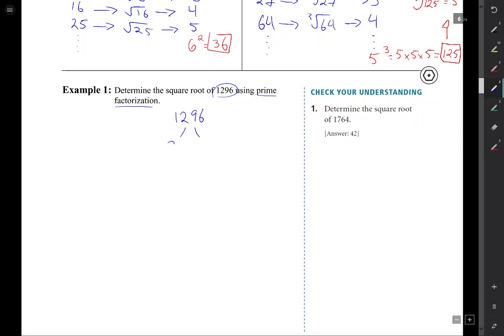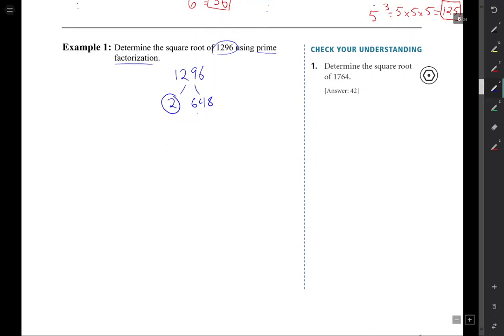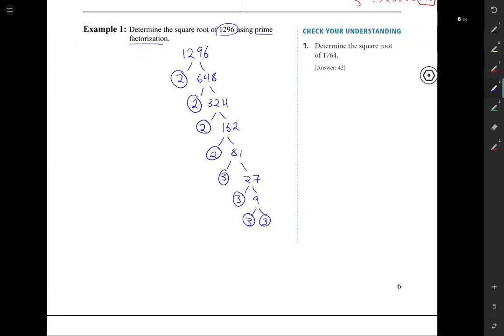So I'm going to do 2 times 648. 2 is a prime number, so I'm going to circle that. Then let's break up this 648 into 2 times 324. Circle that 2. Break up 324 into 2 times 162. And we're going to keep working our way down until we can't go anymore. So there we have our completed factor tree for 1296, and all those circled numbers are the prime factorization.